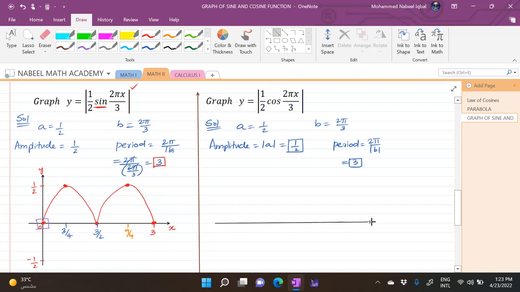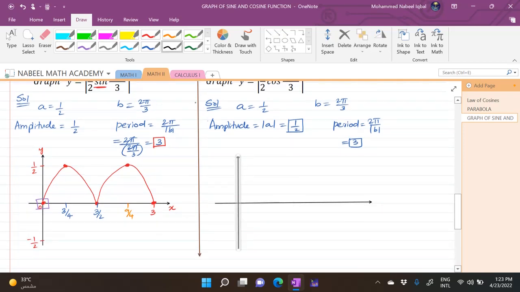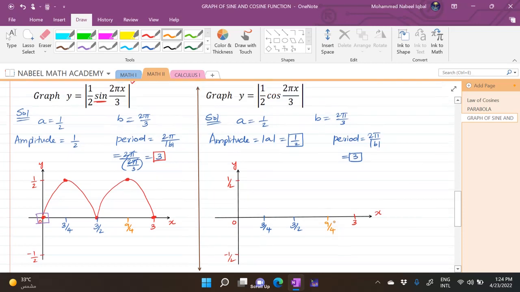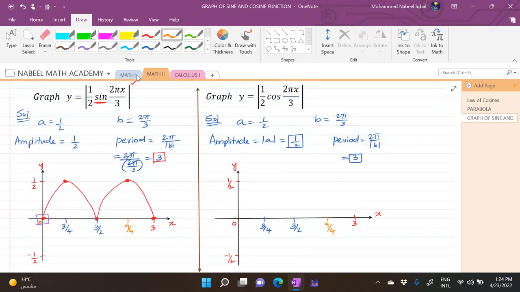So this is the x-axis and this is my y-axis, and you will have y and x, 0, amplitude is plus half, and here minus half, and this is a full period of 3. Now divide by 2, you will have 3 over 2. Divide by 2 again, you will get 3 over 4. Now multiply by 3, 9 over 4. So this is the concept you can apply for all the function graphs.